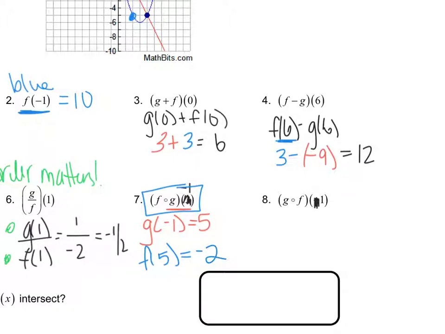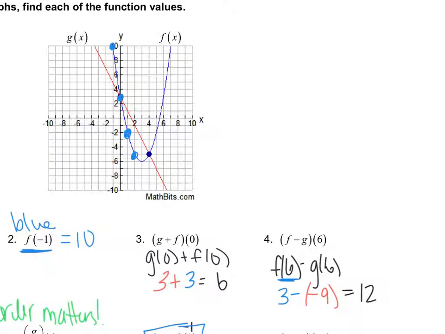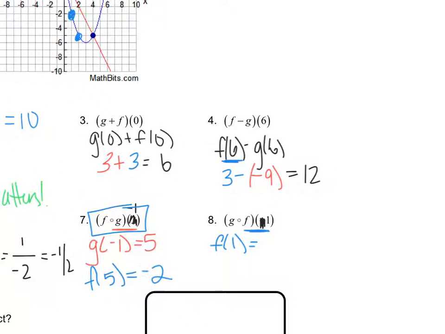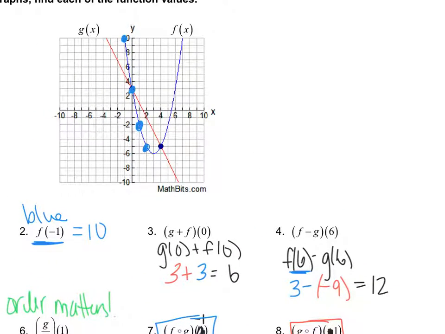In example number 8, once again we start with the innermost function. How do we know which one's the innermost function? It's the one that's closest to x. So we're going to do f of 1 first. Go up to f of 1, and you should get -2. Then take the outer function, which is g, and do g of the number that you just found, so g of -2. Go back up to your graph, find where x equals -2, and go find that y value, which is 7.